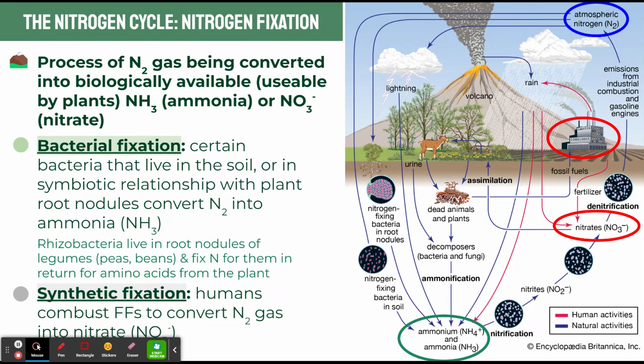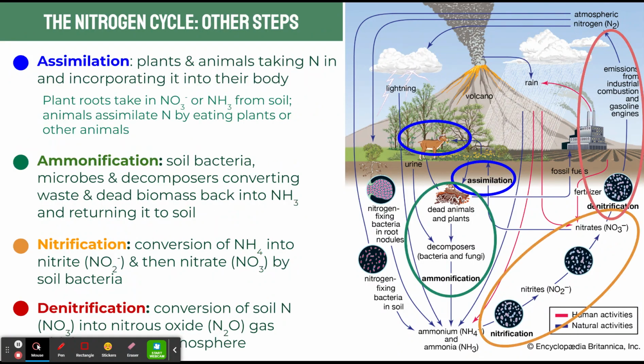The bacteria give the plant usable nitrogen in the form of ammonia, and the plant gives the bacteria the amino acids that they create using that ammonia. So bacterial fixation would be a natural way that nitrogen is put into the soil. A synthetic or human way would be when humans combust or burn fossil fuels to convert nitrogen gas into nitrates. And this would be in fertilizers to help plants grow.